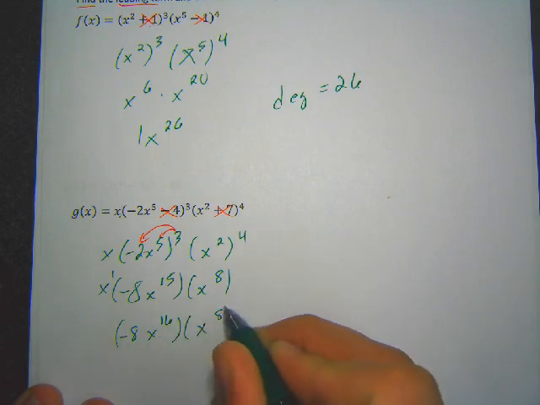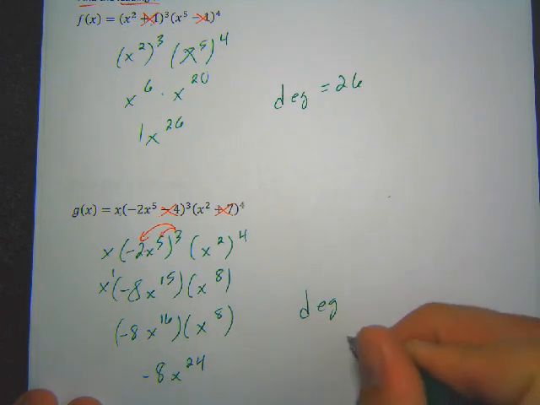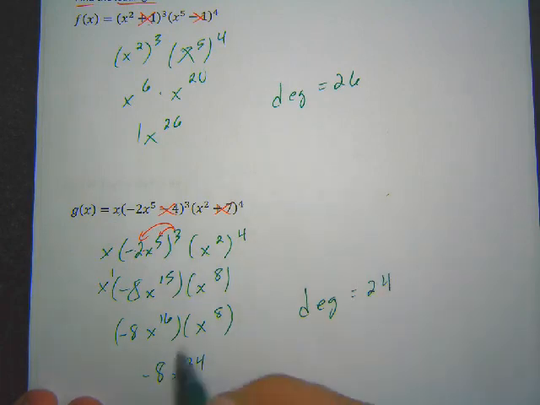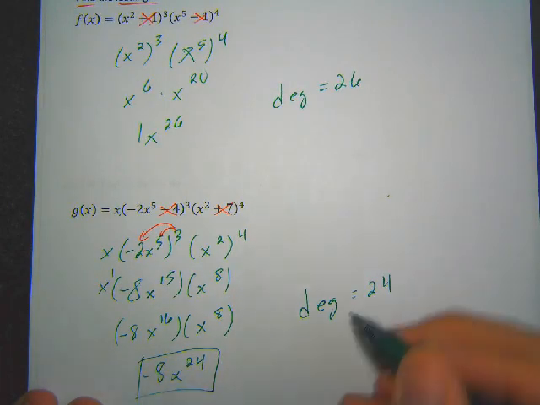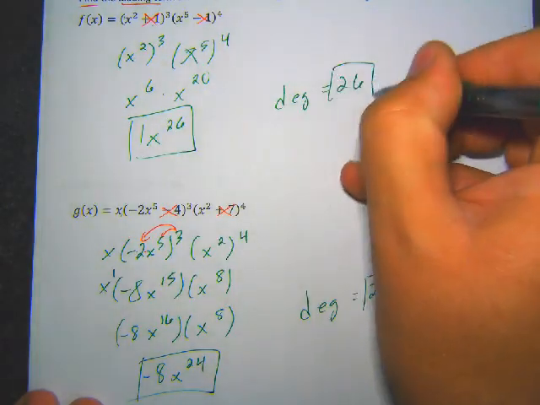And then last, we have this x to the 8th, x to the 16th, so we add those powers, right? When we multiply the x's, we add the powers. So we get 24, so we get negative 8x to the 24. So again, the degree is 24, because that's the power, and this is our leading term. That's what we're looking for, the leading term and the degree. I forgot to box those ones.